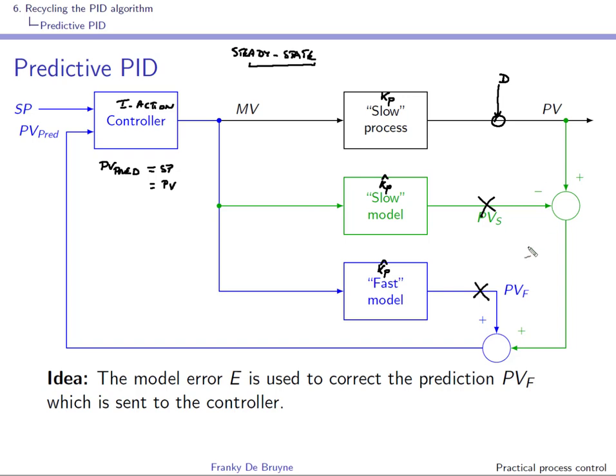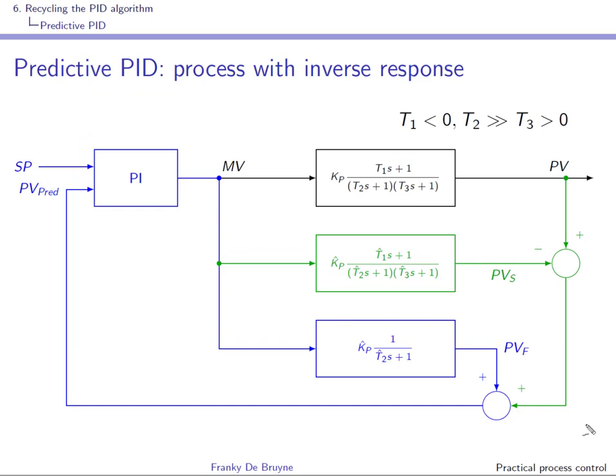So if the closed loop system is stable, PV is going to evolve to a value that is the set point and will have a zero steady state error. Well, we can now apply this predictive PID to a process with inverse response. So the slowness will come from the inverse response.